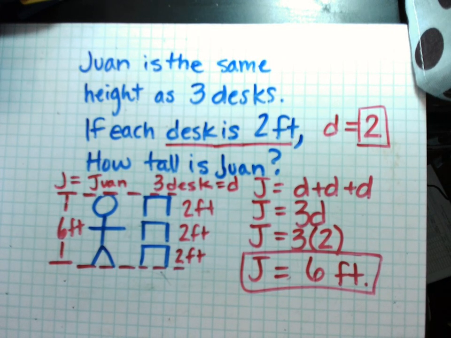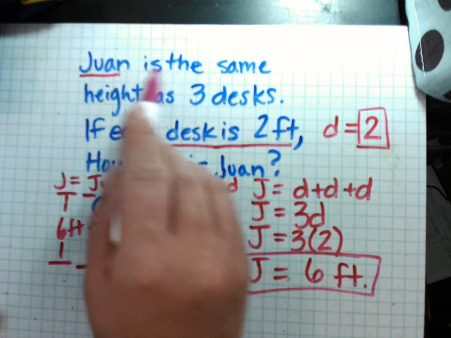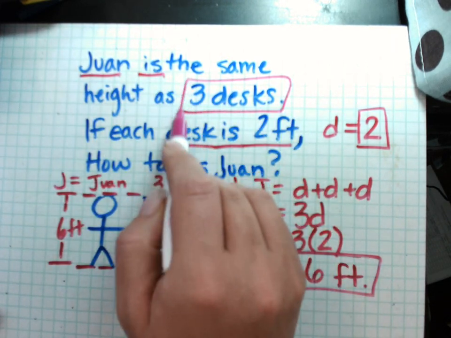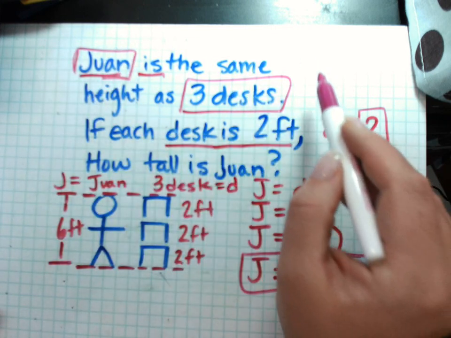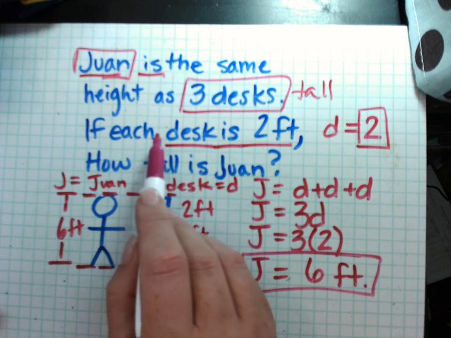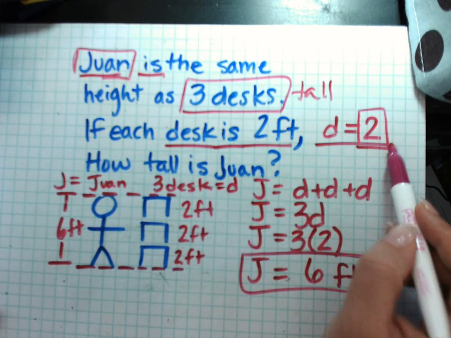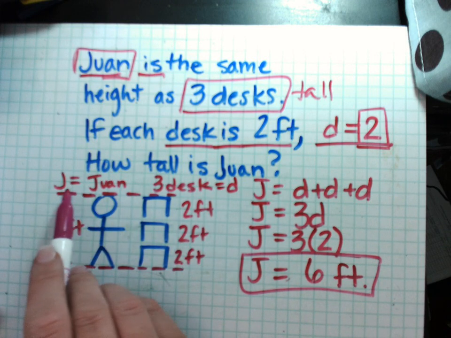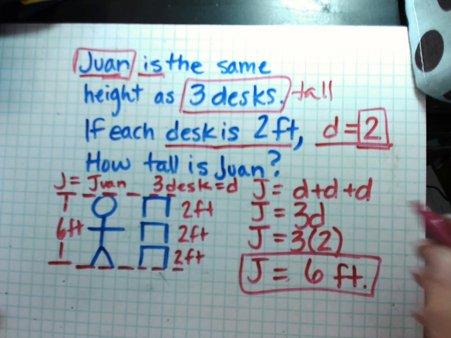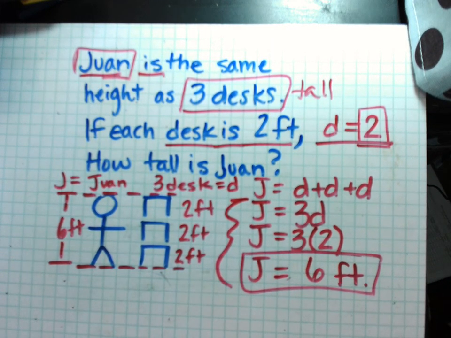Okay, so write down the key information. Juan is 3 desks, and maybe add the word tall so it makes sense. Each desk is 2 feet, so you can write desk equals 2. And then you need to write down at least starting at this step. I'm going to come back in and emphasize with another color what you need to copy.